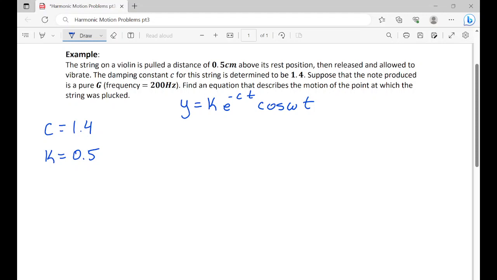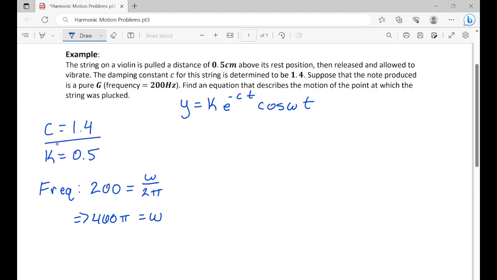And then the last thing we know is that there's a frequency of 200 Hz because the note produced is what's considered a pure G. So the frequency is 200. And we find the frequency by doing omega over 2 pi. And just solve for omega to get what we need in our equation. So multiply the 2 pi over, and we're going to get 400 pi equals omega.